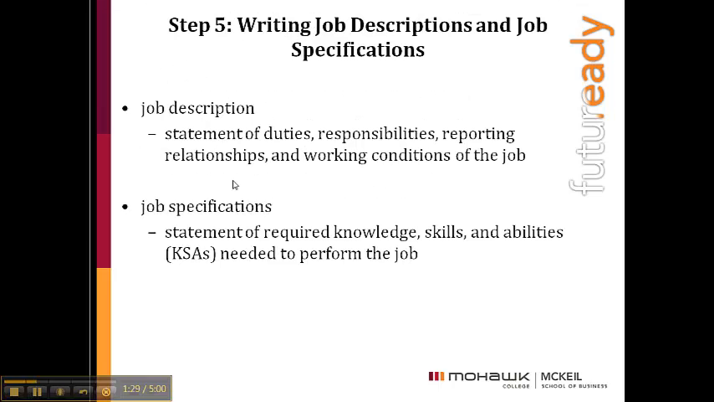Okay, when we look at the last step, which is writing a job description and a job specification, a description is really a statement of the duties of the job, the responsibilities, any of the reporting relationships, or to what position your position reports, if it's your job description, and any working conditions that you work under, any extreme heat or cold or whatever it is. The job specification is really a summary of the knowledge, skills, and abilities that are required to do the job. So we find that they're largely a summary of the skill, effort, responsibilities, and working conditions of that job.